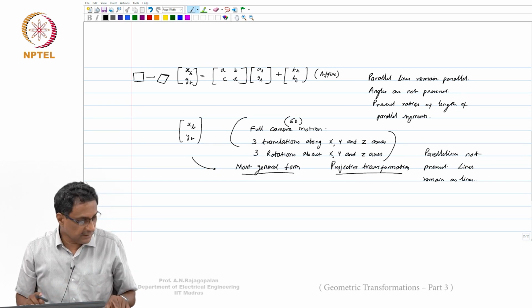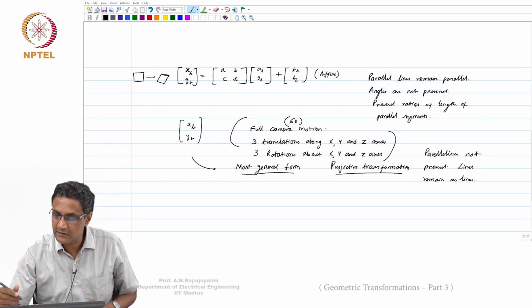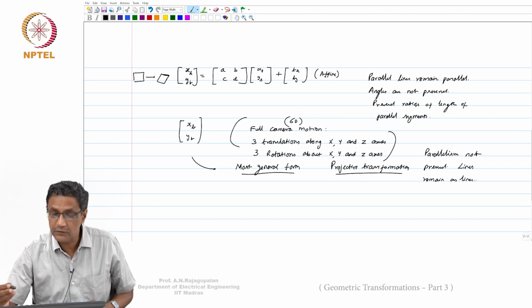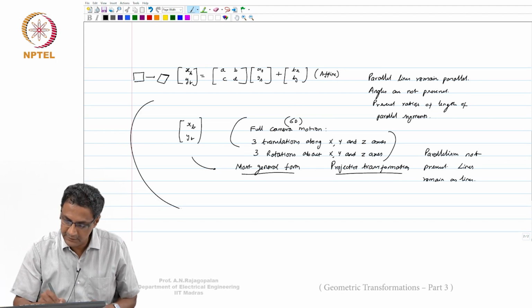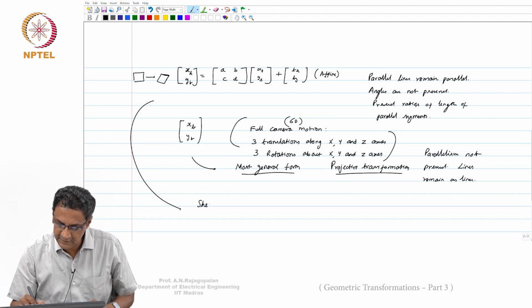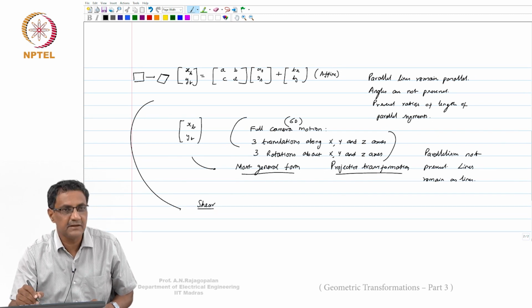Now one more thing that I forgot is there's something called shear. It is a special case of affine, which is called the shear. Let me write that down here. What is called a shear? It's actually a special case of affine. See, ABCD is affine, right?